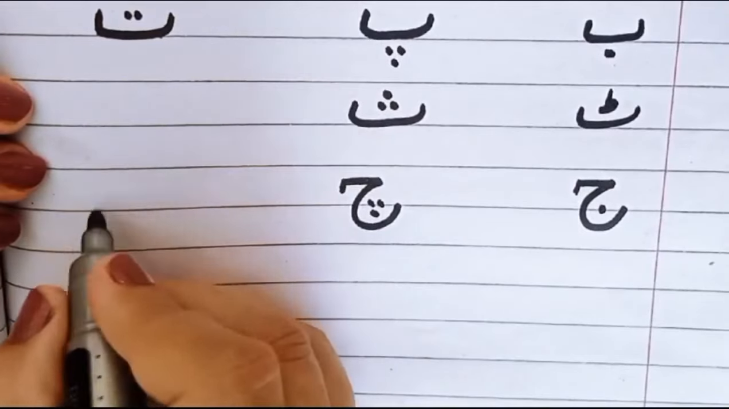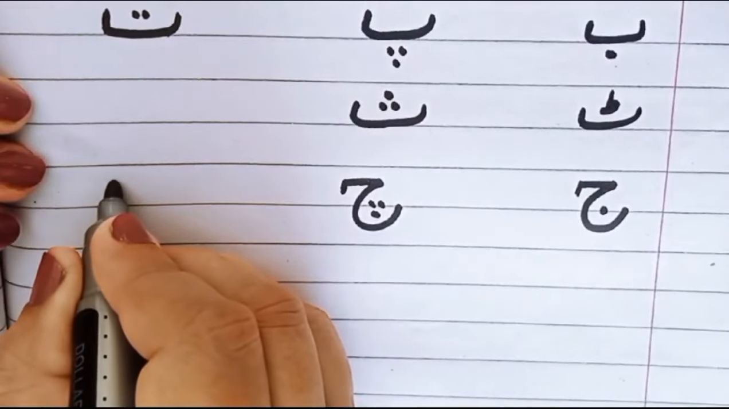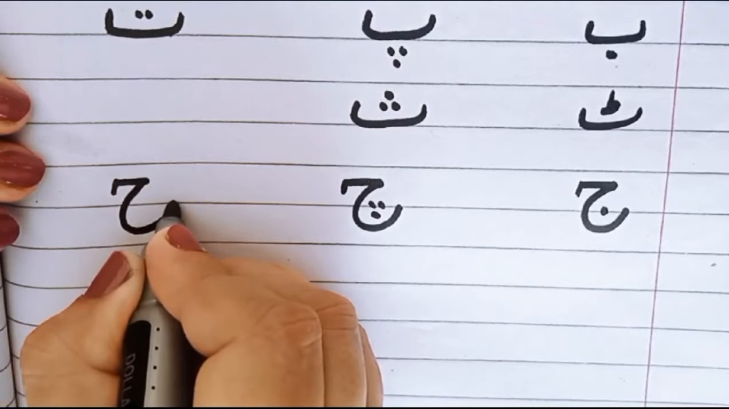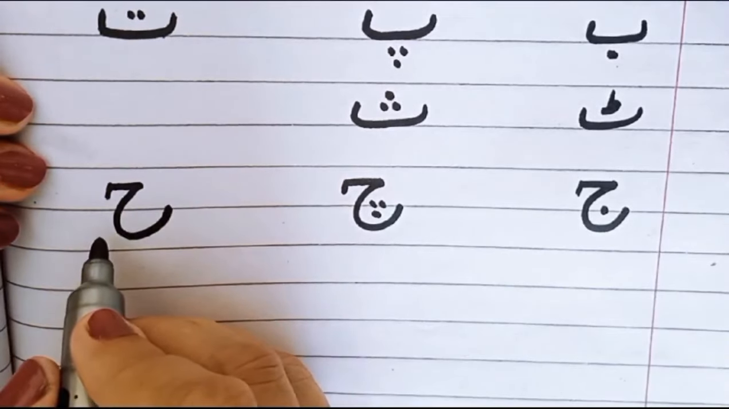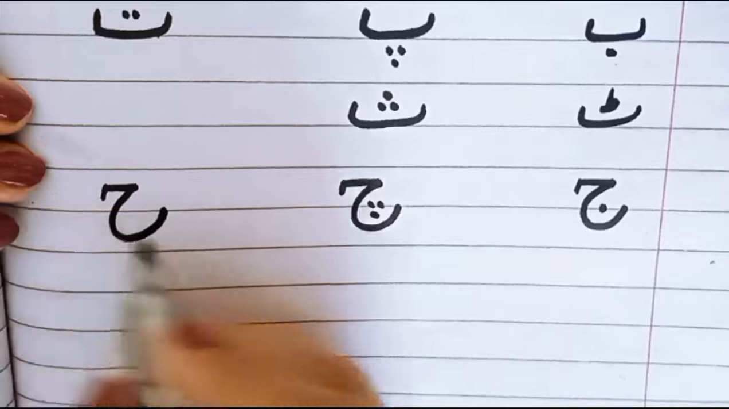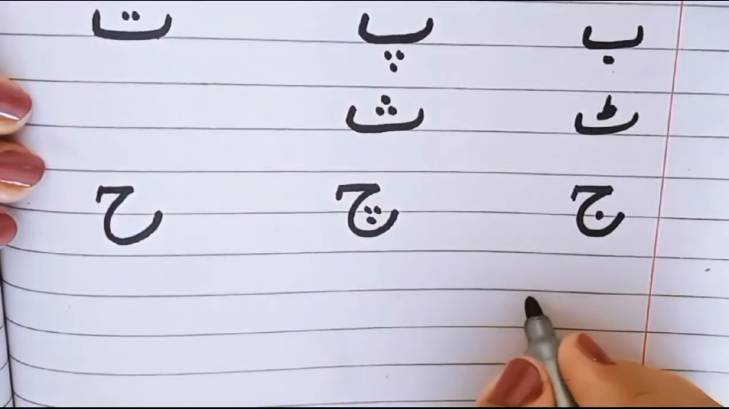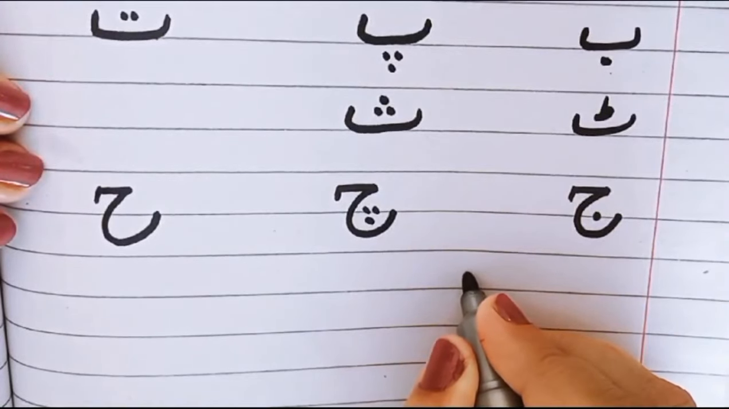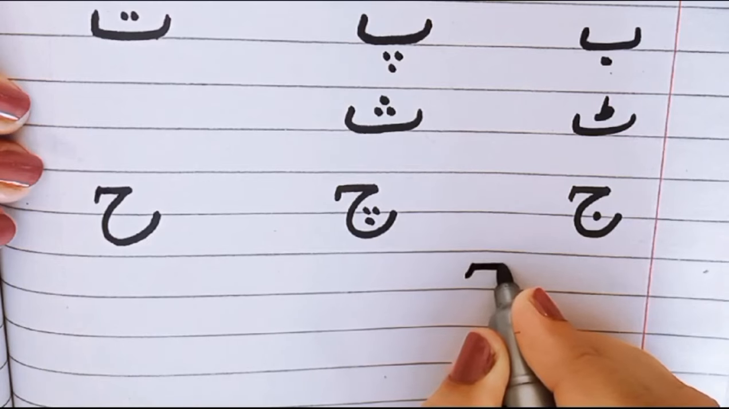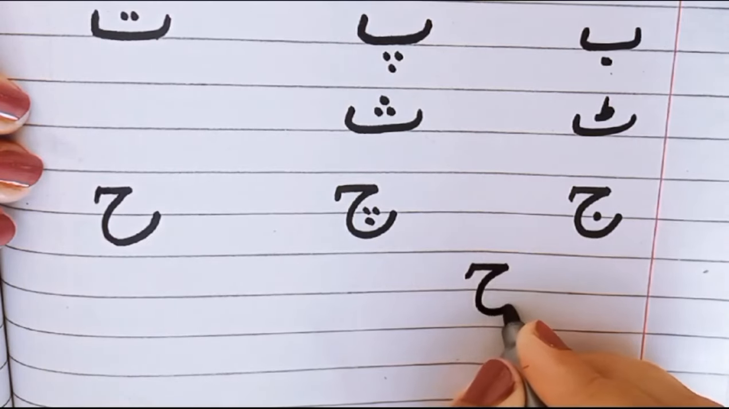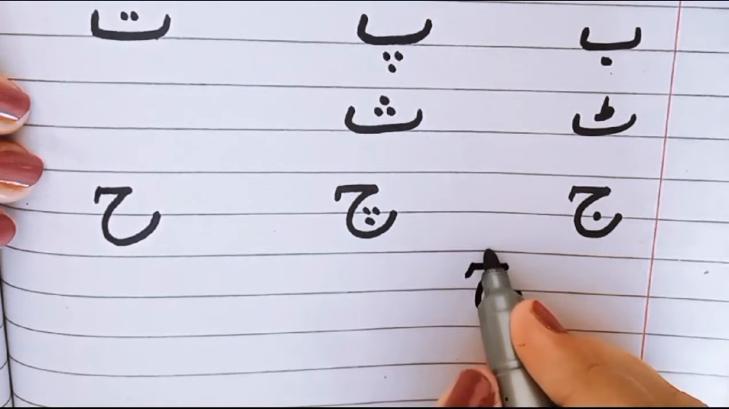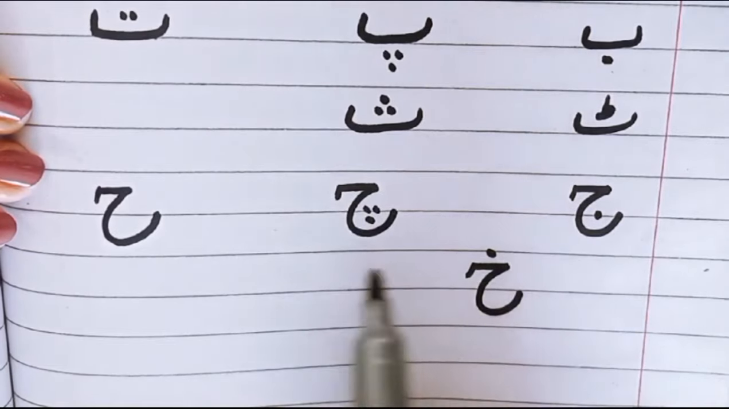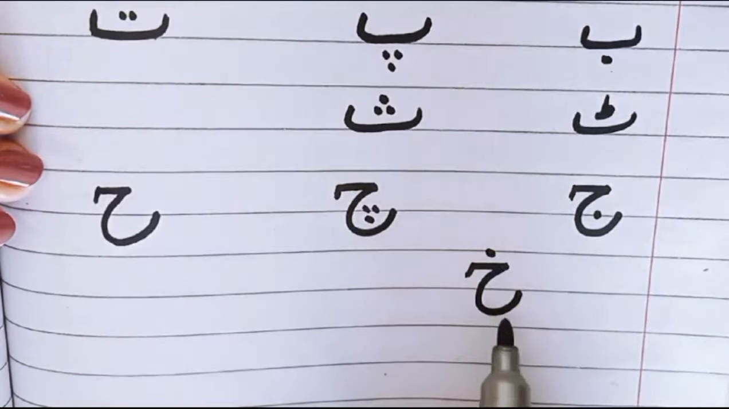The third letter of the family of Jim is He. In this family, all the letters will be written in the same way. This is He, and He is empty. It doesn't have any symbol and it doesn't have any dot. The last letter of the family of Jim is Khe. It will be written in the same way, and Khe has one dot on the top. The family of Jim has four letters: Jim, J, He, and Khe.